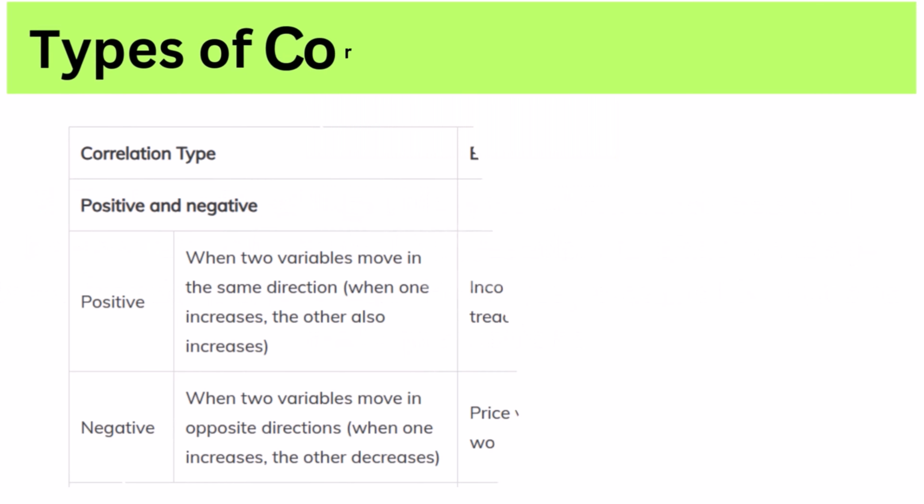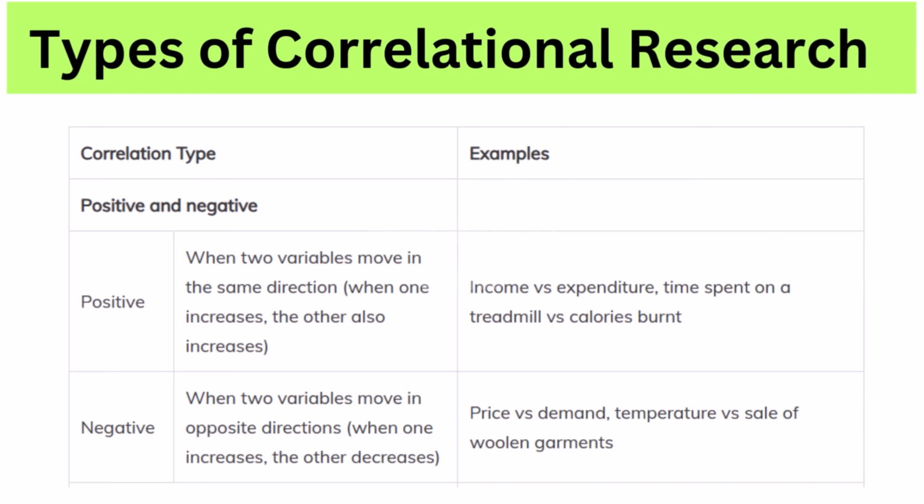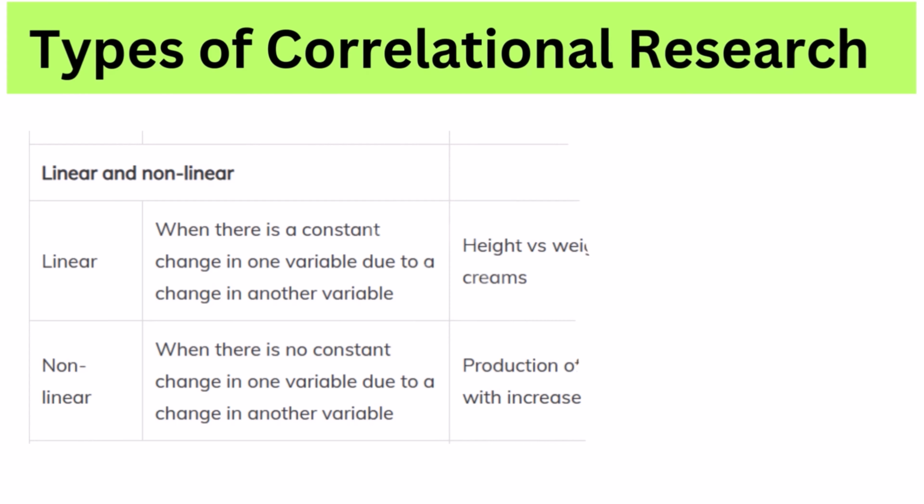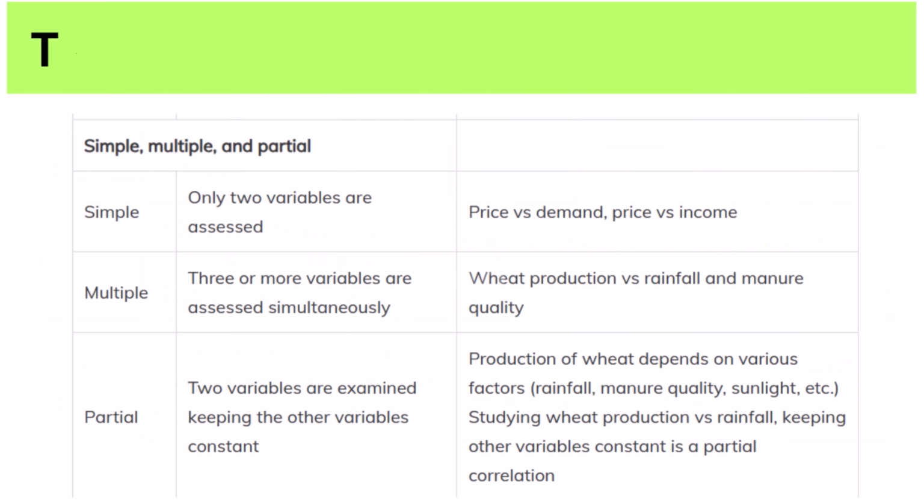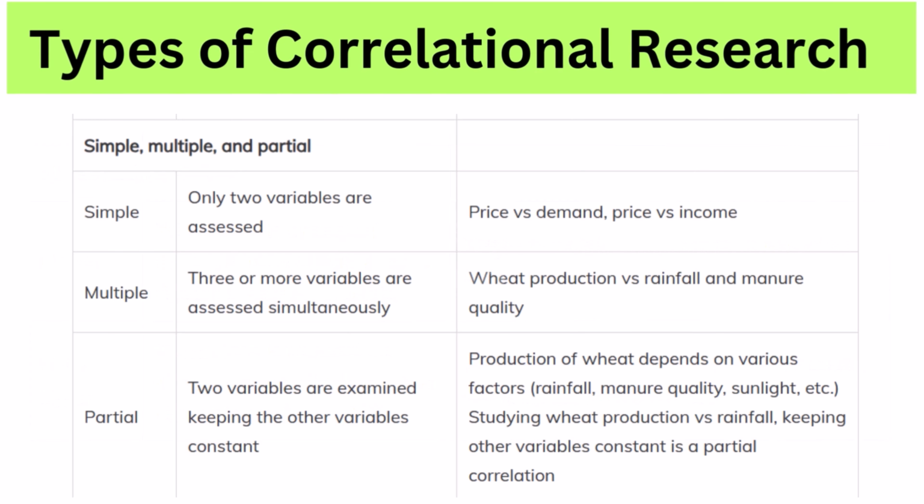There are three main types of correlation. 1. Positive and negative correlation. 2. Linear and nonlinear correlation. 3. Simple, multiple, and partial correlation.